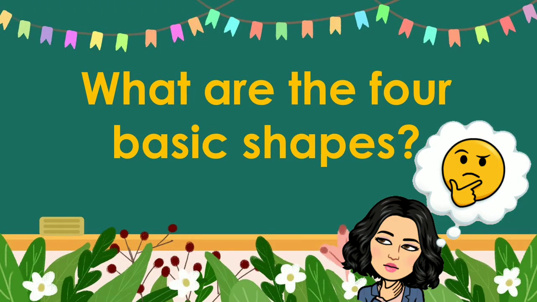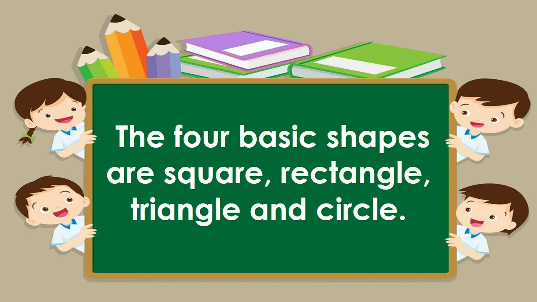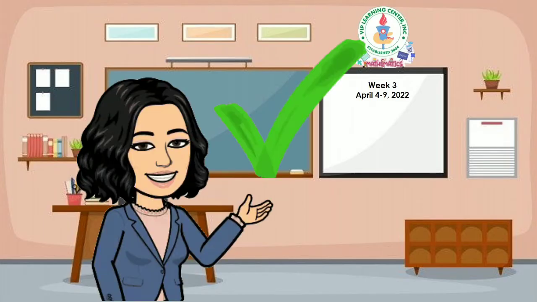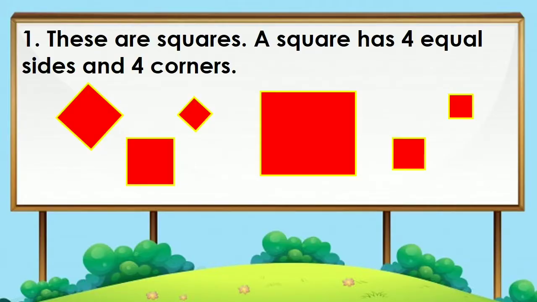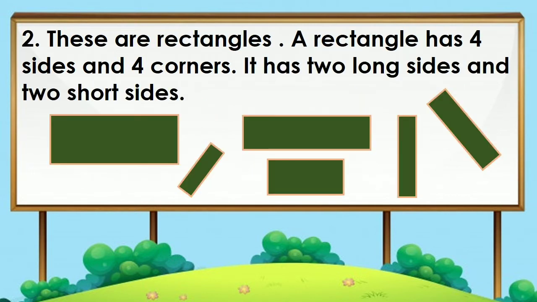Children, do you know what the four basic shapes are? Yes, teacher! These are square, rectangle, triangle, and circle. Wow, very good, children. Look at the following sets of shapes. Let us name and describe them. These are squares. A square has four equal sides and four corners. These are rectangles. A rectangle has four sides and four corners. It has two long sides and two short sides.